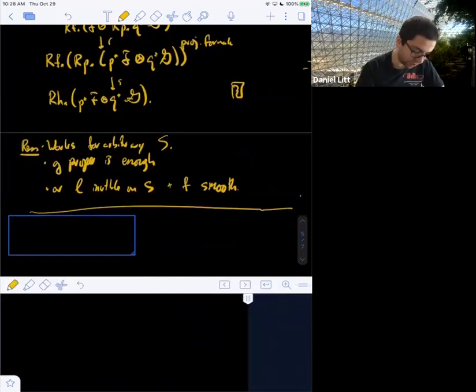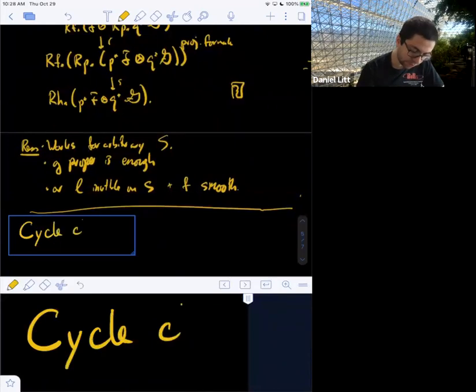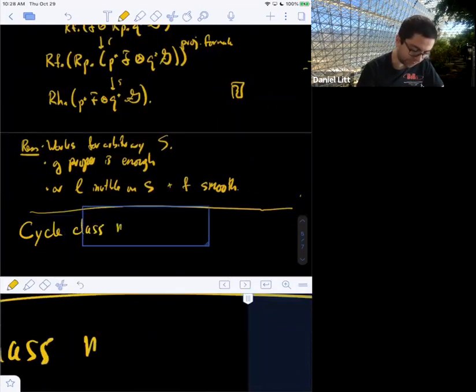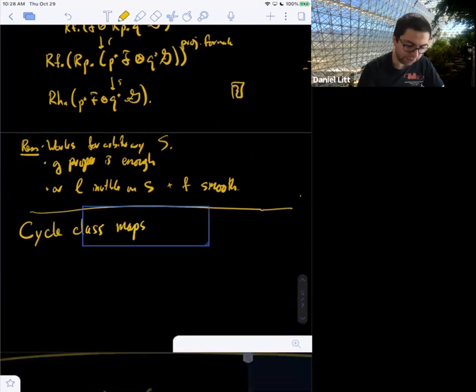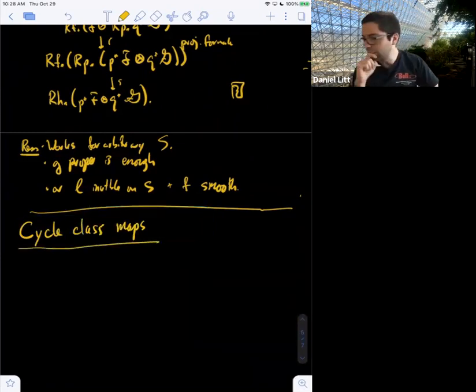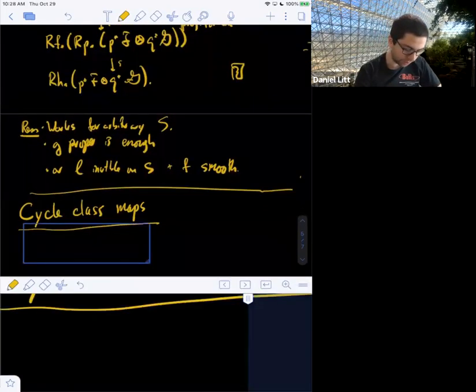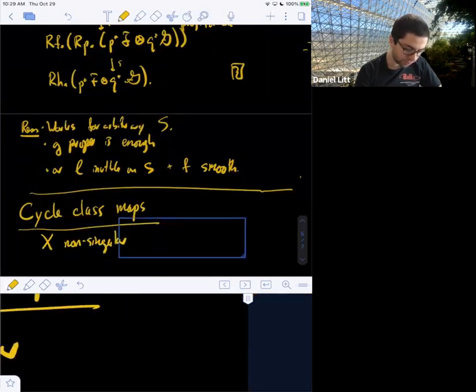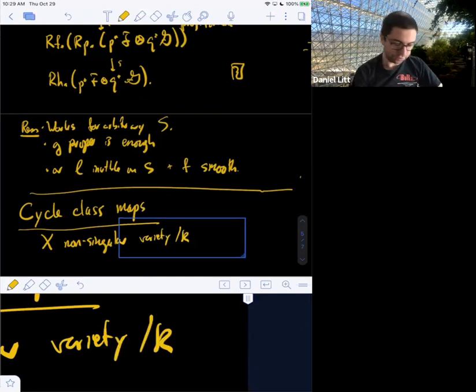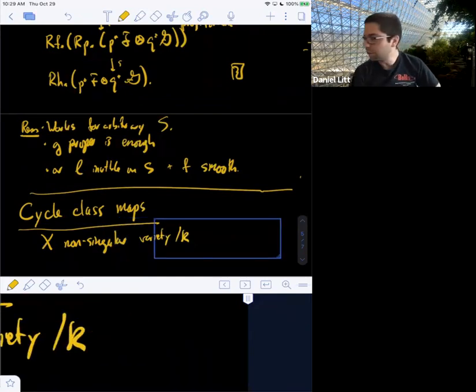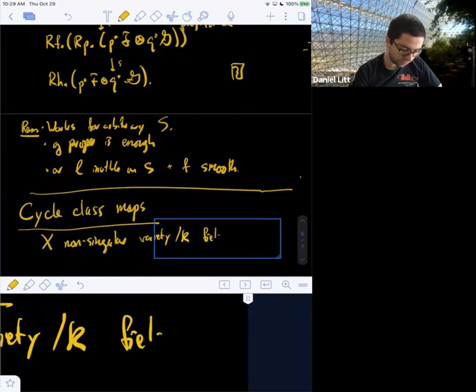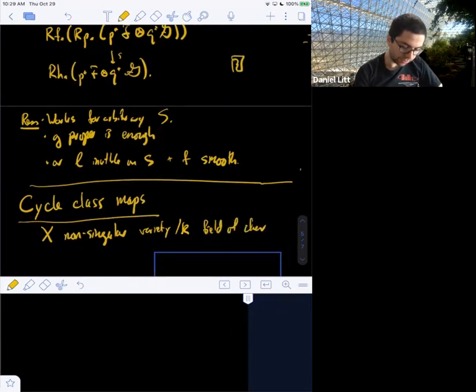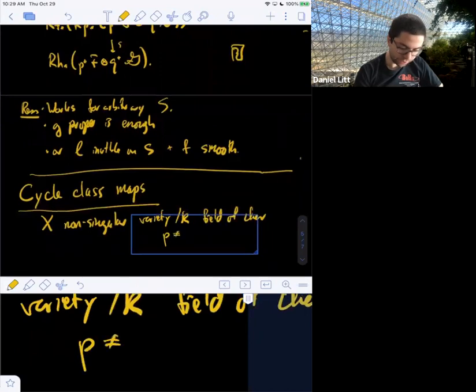All right, so now I want to start talking about cycle class maps, which are really almost the last topic before Poincare duality and the Lefschetz fixed point formula. Okay, so what are cycle class maps? So I'm going to assume that X is going to be a non-singular variety throughout, so a non-singular variety over K, which is a field of characteristic P not equal to L.